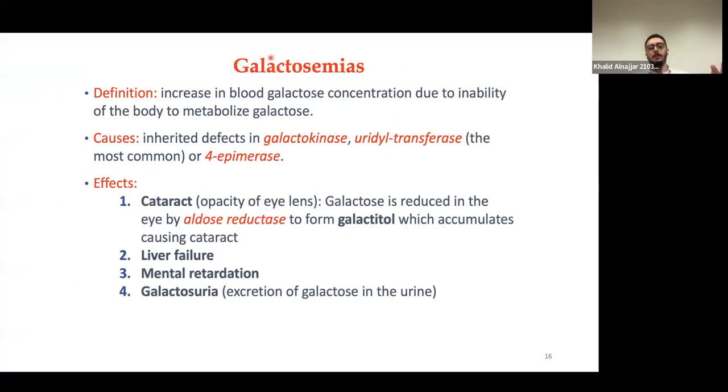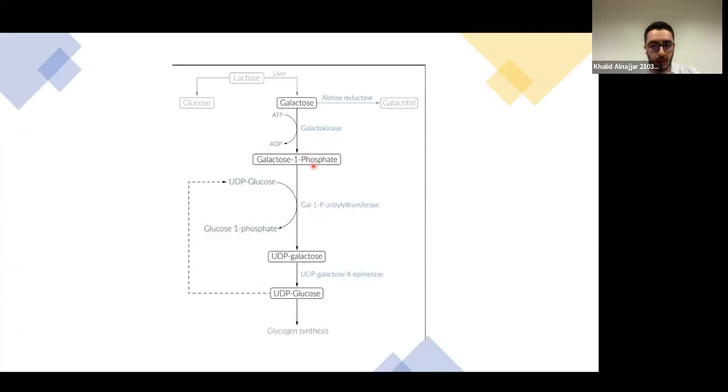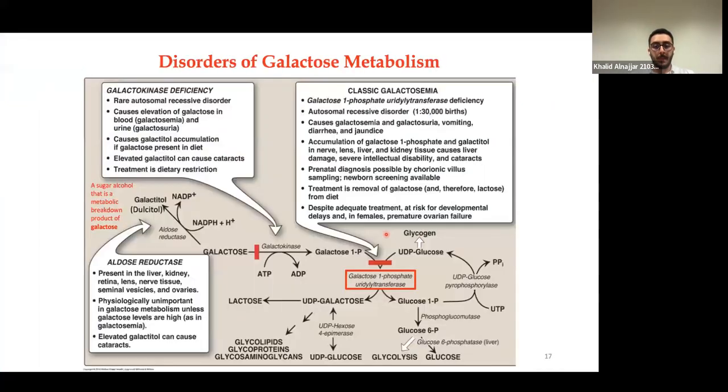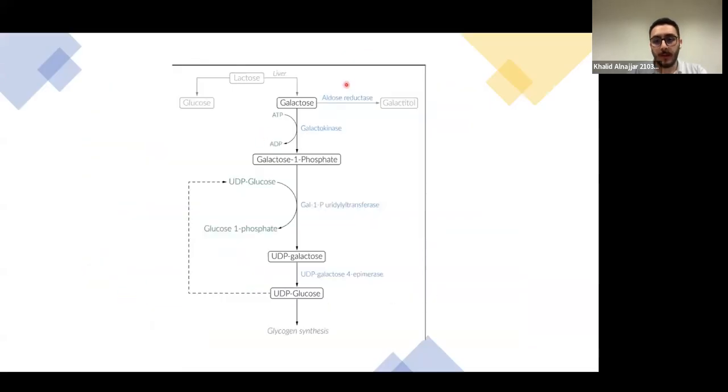And basically, galactosemias means deficiency in one of these enzymes, which are galactokinase, uridyl transferase, or UDP-galactose epimerase, these enzymes 1, 2, 3. This basically again summarizes what I said. You should know them all, by the way. 1, 2, mainly. Aldose reductase, again, which is this step. If we have this enzyme deficient, nothing will happen. The patient won't be affected because you're basically eliminating a step that is unneeded.